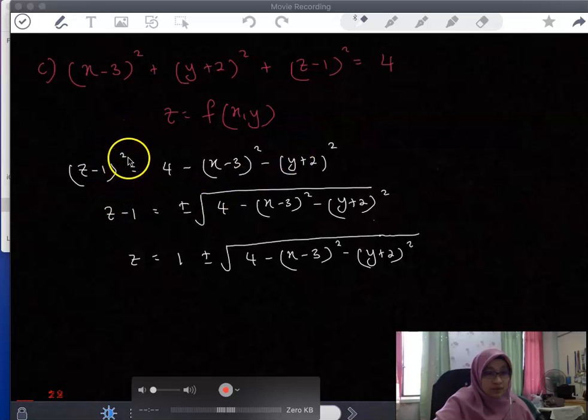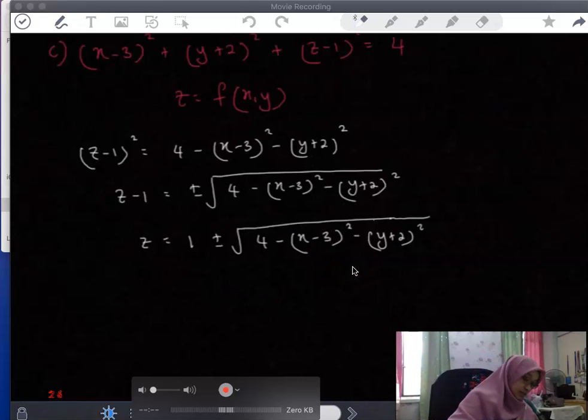Then settle the square first, meaning that you have to square root both sides. Remember, because the original has (z minus 1) squared, when you only want to get z minus 1, you have to put the plus minus sign. Then we bring the minus 1 to the other side, and we have 1 plus minus the square root. So that is the function now.